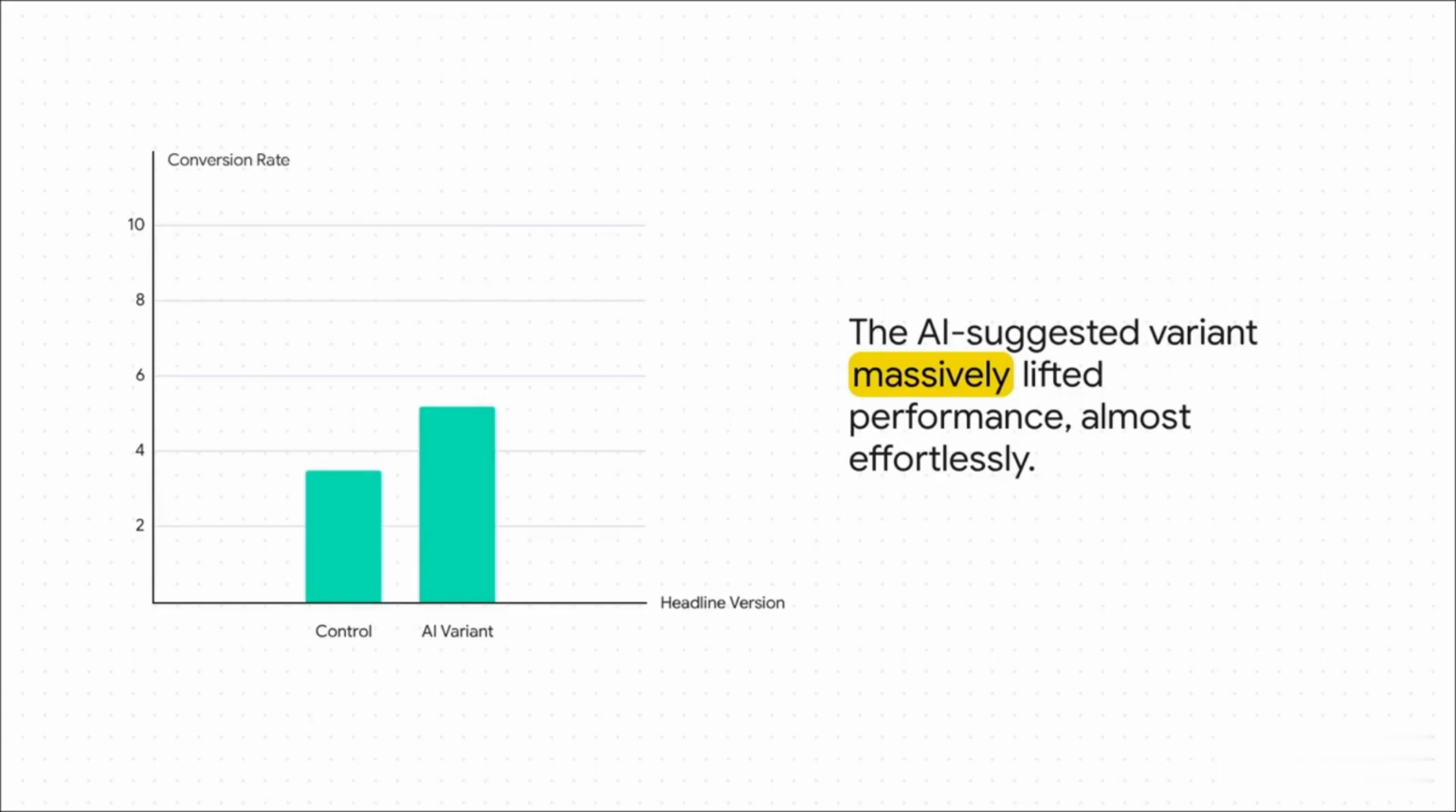And what's the result? Well, here's the payoff. The original headline was converting at 3.5%. The variant suggested by the AI, it jumped to 5.2%. That is a huge lift in conversions, and it happened almost automatically.